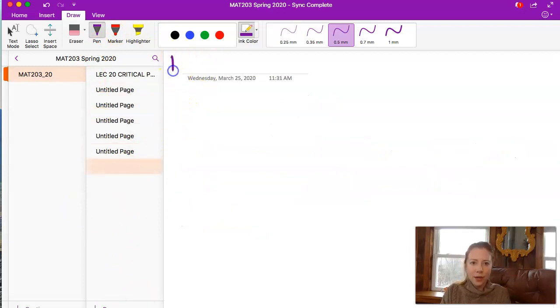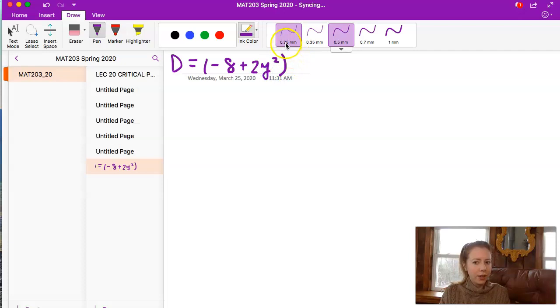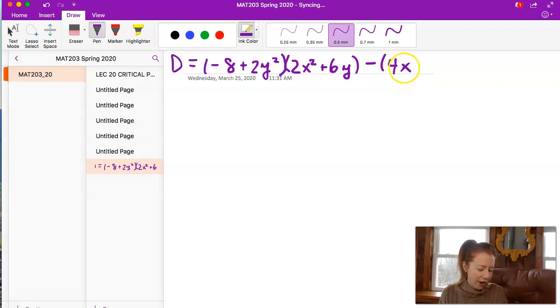So D, I'm just going to write it up here, is going to be equal to minus 8 plus 2y squared. Okay, so I just inserted my second order partial with respect to x there. Okay, and then we have 2x squared plus 6y, so that's my second order with respect to y. And then we're going to subtract off our mixed second order, which is 4xy, squared.